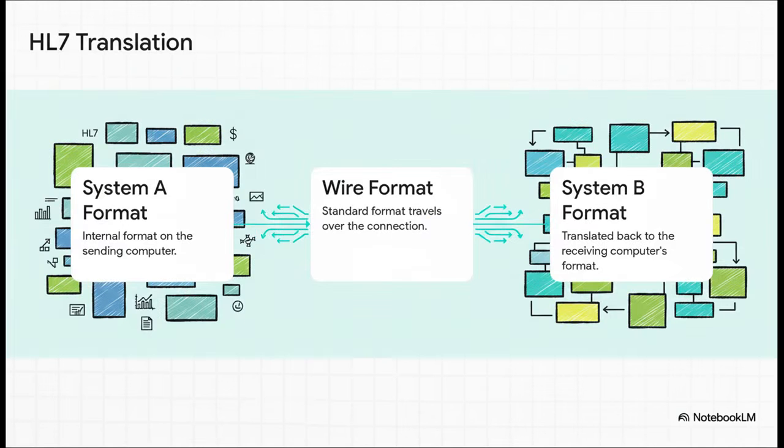And this diagram here shows you exactly how it works. System A doesn't just shout its own private language across the network. No. First, it translates its data into the standard HL7 wire format. That's our common language. That standard message travels across, and then System B translates it back into its own internal format. This two-step translation, that's the secret sauce.